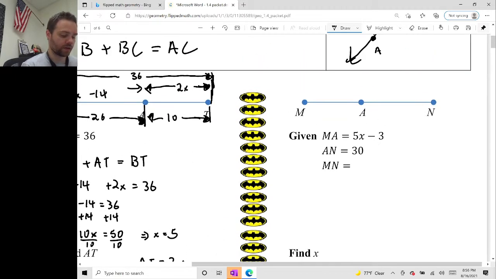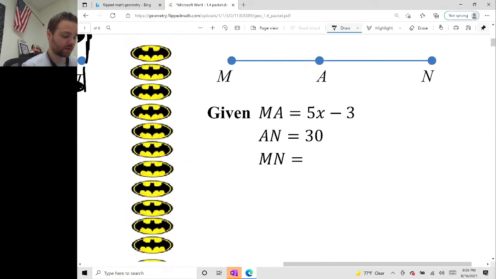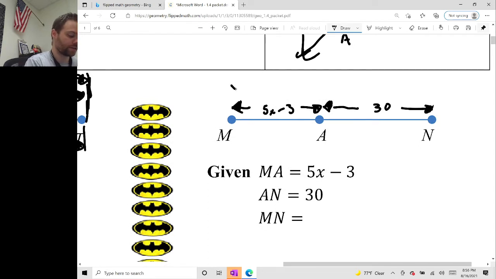And so over here, they want to know something pretty similar. So they've got MA is 5x minus 3. They give us that AN, from A to N, is 30. And then on the curriculum, if you go watch their video, they also tell you that MN, the entire distance from M to N, is 8x plus 6.